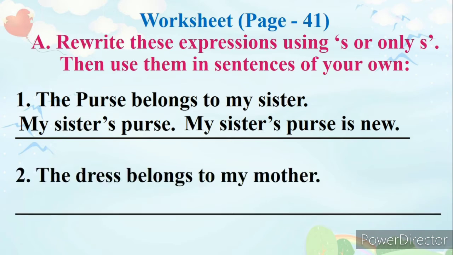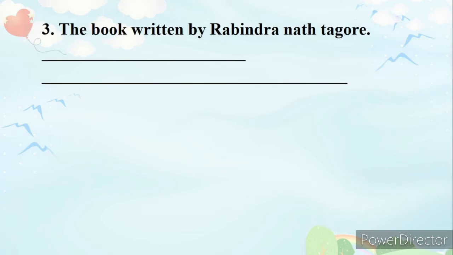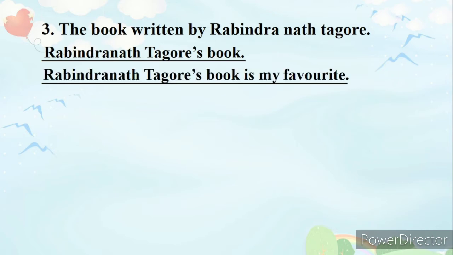Similarly, number 2, the dress belongs to my mother. If we add apostrophe and S, the answer will be my mother's dress. And the sentence here is, my mother's dress is pretty. 3. The book written by Rabindra Tagore. The answer is Rabindra Tagore's book. And the sentence I have written, Rabindra Tagore's book is my favorite.